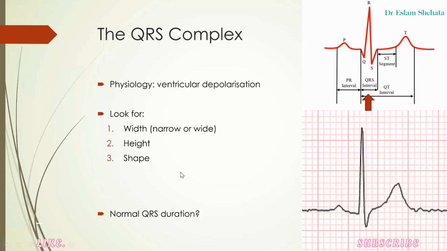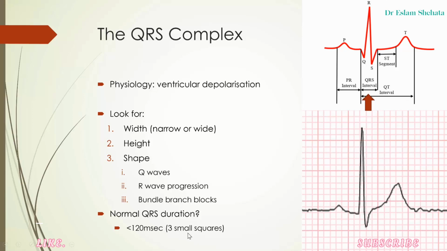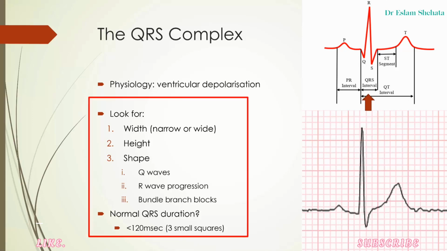And we should look at the shape. So the things that I'm going to mention with regards to shape will be Q waves, R wave progression, and bundle branch blocks. I'll save bundle branch blocks for a different lecture on conduction disease, but these all change the shape of the QRS complex, so when you're interpreting the ECG, this would be the time to look for them. In terms of the width, the normal duration of the QRS complex is less than 3 small squares, or less than 120 milliseconds. Any longer than that, and you start to call it a wide complex.